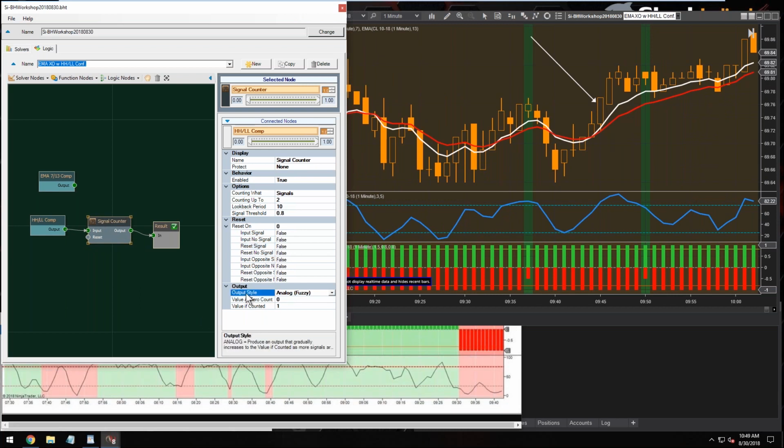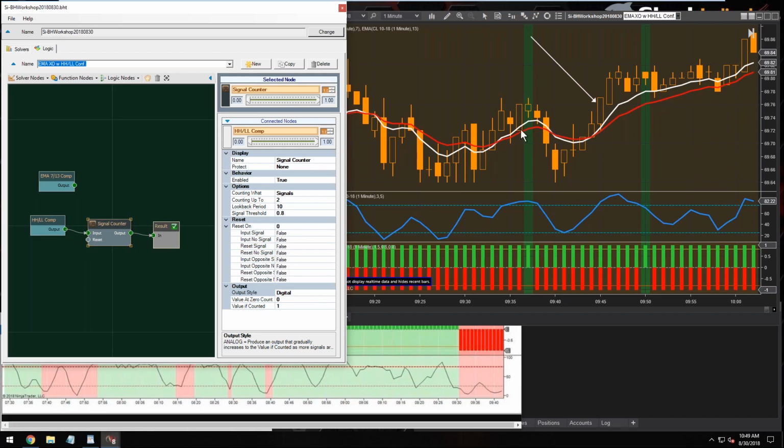Yeah, another thing I like to do is change the output style to digital, like so, because that's what people like to see: a cleaner digital look here, where either the output is on or off, and get rid of the fuzzy logic here. Now, if we look at the output here from our signal counter, all we see are just long outputs and short outputs, right? Just continuous long and short outputs. So, what is that telling us? It doesn't seem like it's really finding that second higher high.